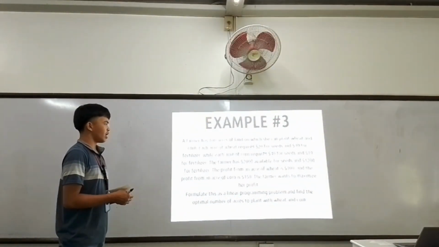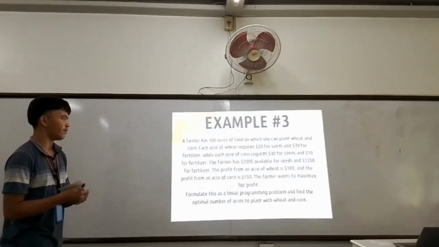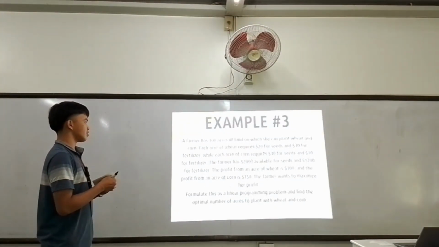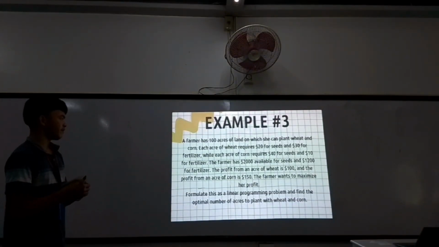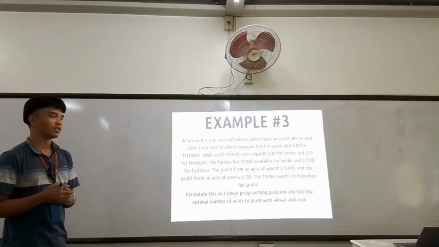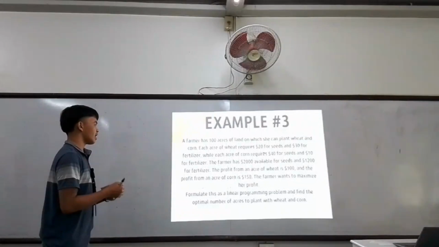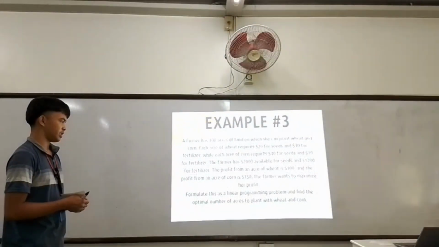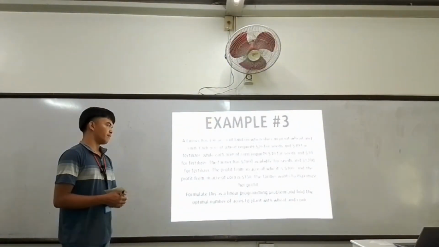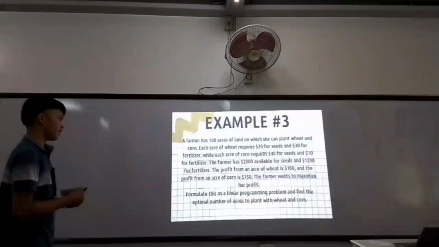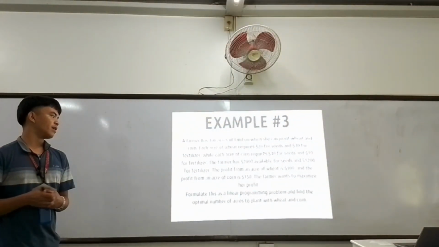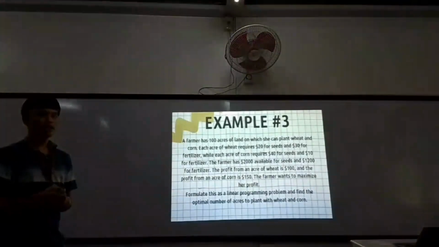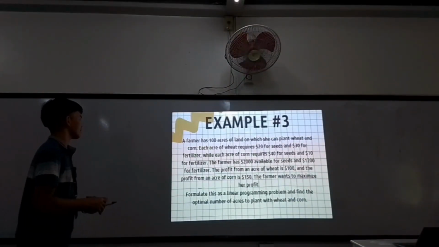The farmer has $2,000 available for seeds and $1,200 for fertilizer. The profit from an acre of wheat is $100, and the profit from an acre of corn is $150. The farmer wants to maximize their profit. Formulate this as a linear programming problem and find the optimal number of acres to plant with wheat and corn.